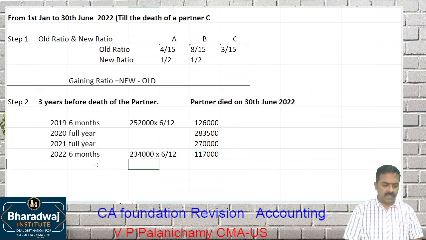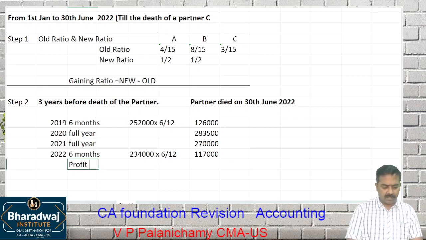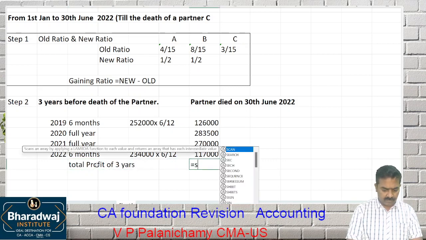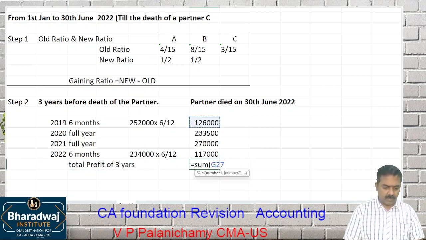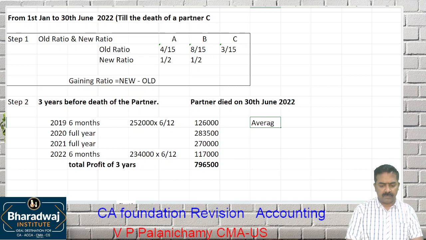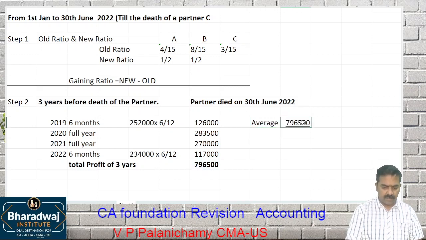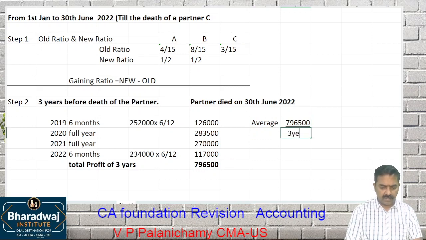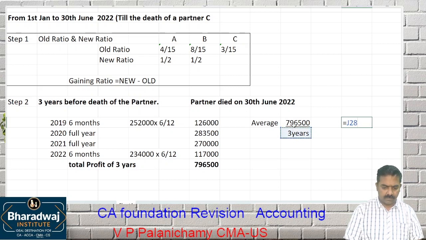Wait. This is the total profit of how many years? 3 years. Take it up along with me, don't wait. This is not 4 years profit, this is 3 years profit. Therefore, average profit will be this divided by 3 years. How much does it come to? 2,65,000.